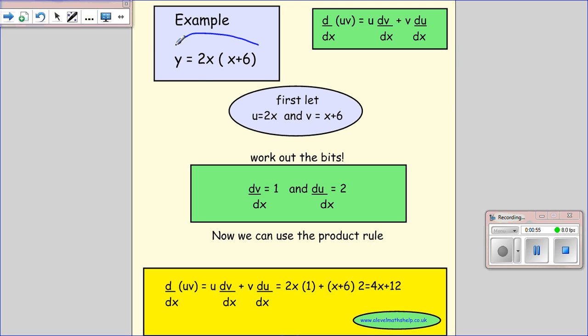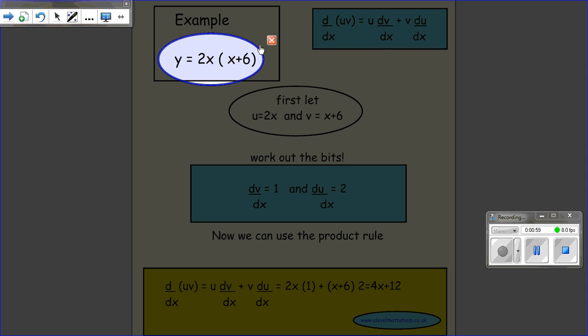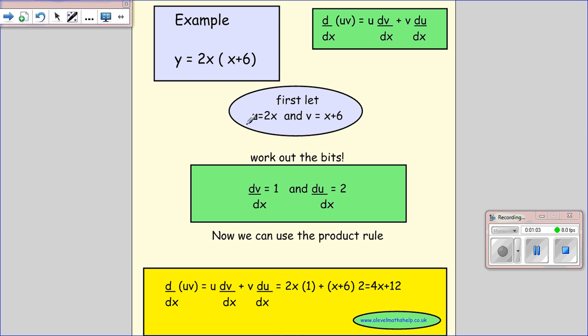Okay, so here's an example. We want to differentiate this, y equals 2x times x plus 6. We can choose which is going to be our u and which is going to be our v. It makes some sort of sense to have the first one as u and the second one as v. Then we need to work out the bits we need. So we need the dv by dx and we need the du by dx.